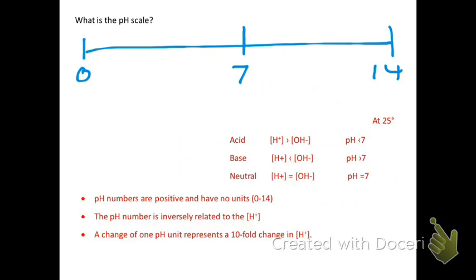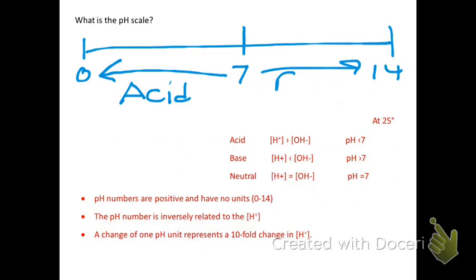Okay? So what we find, based on this idea, is that a pH below 7 is going to be acidic, and a pH above 7 is going to be basic. What that essentially means is that in an acidic solution, as we just mentioned, if the H plus concentration is greater than the OH minus concentration, then the pH is going to be less than 7.